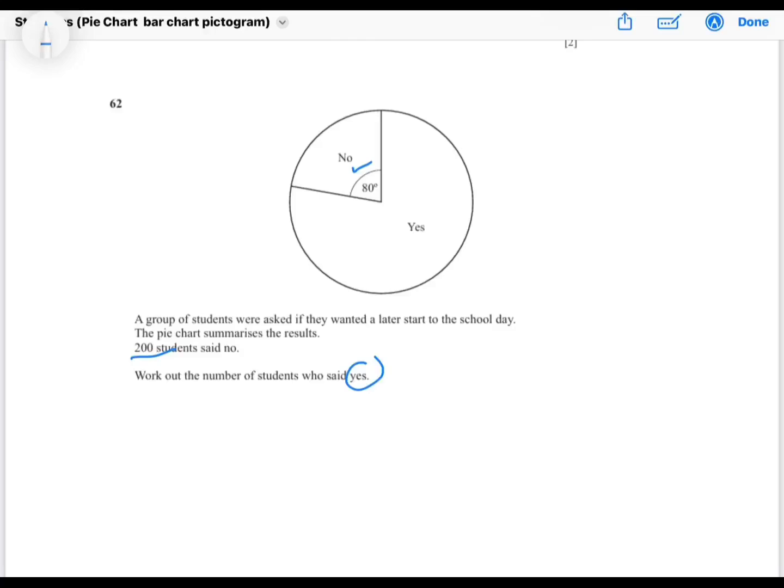So for the formula, if I use the data for no, we have 80%. We have 200 students who said no. We don't know the total students. I write TS, meaning total students, multiplied by 360. So using this formula, I can get the total number of students.